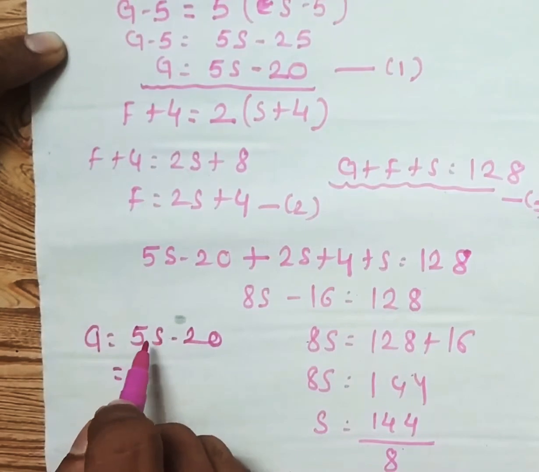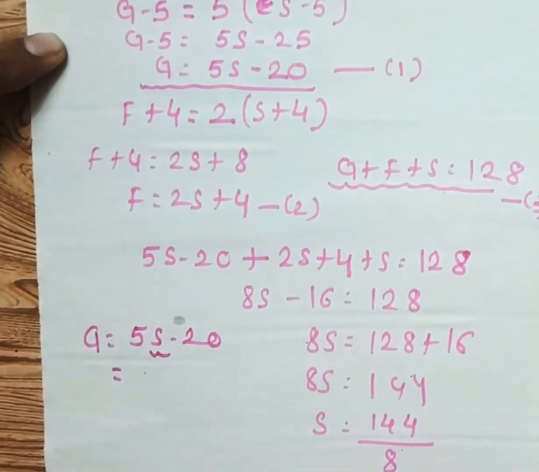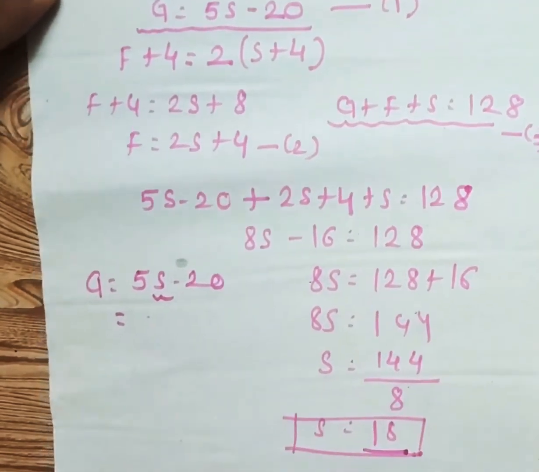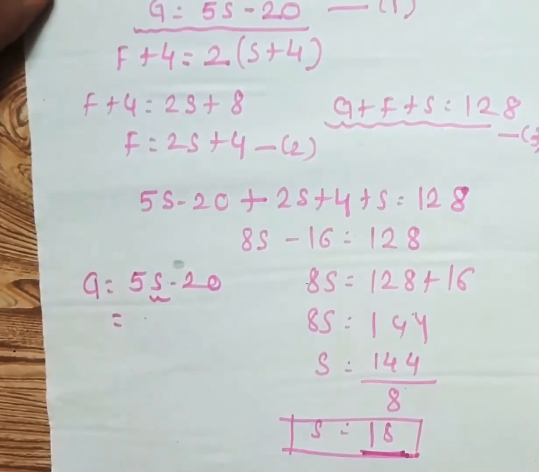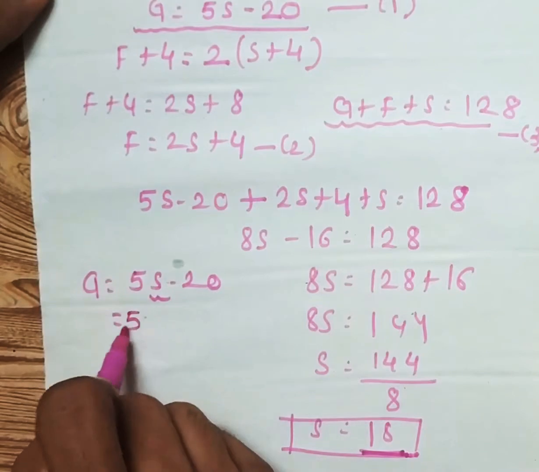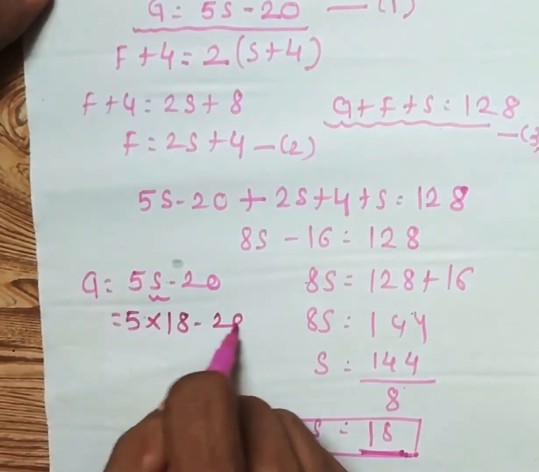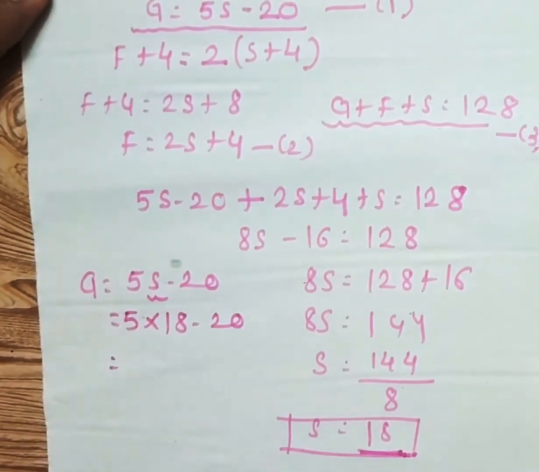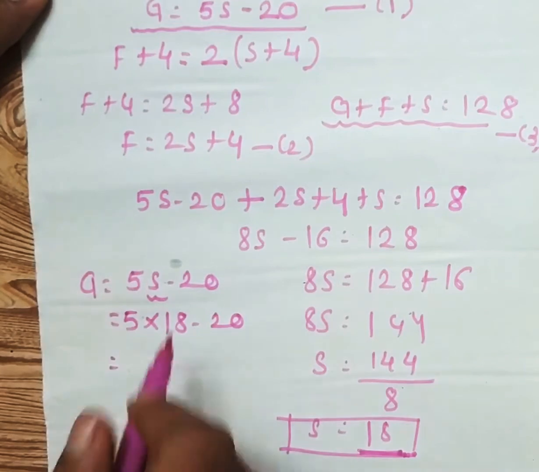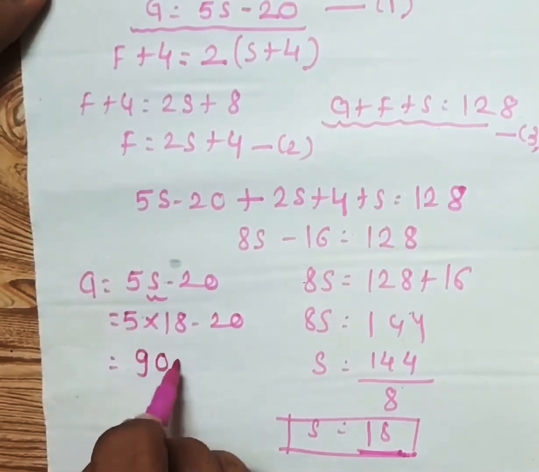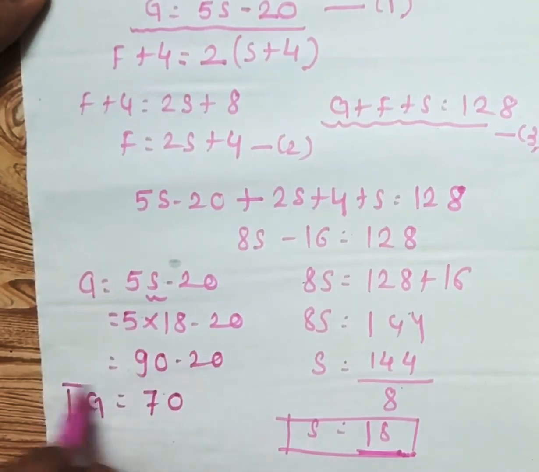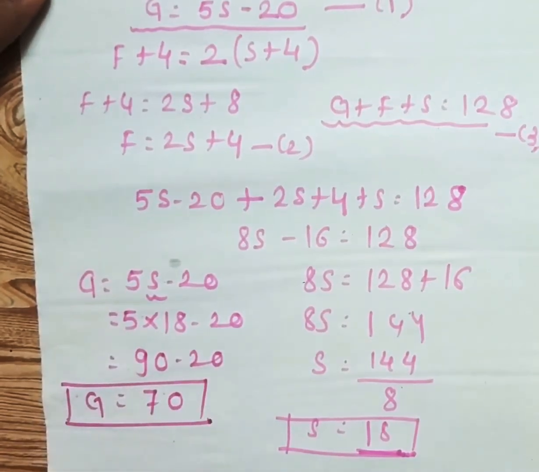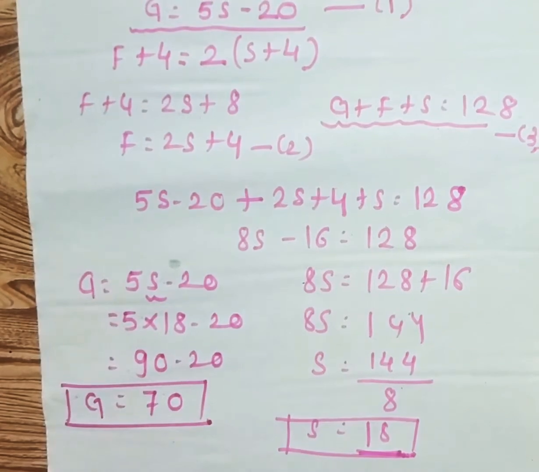I can put the value of s as 18, because we have calculated the value of s as 18. So I can put the value of s as 18 in this equation. So 5 into 18 minus 20 is equal to 5 18s are 90 minus 20. So grandfather's present age is 70.